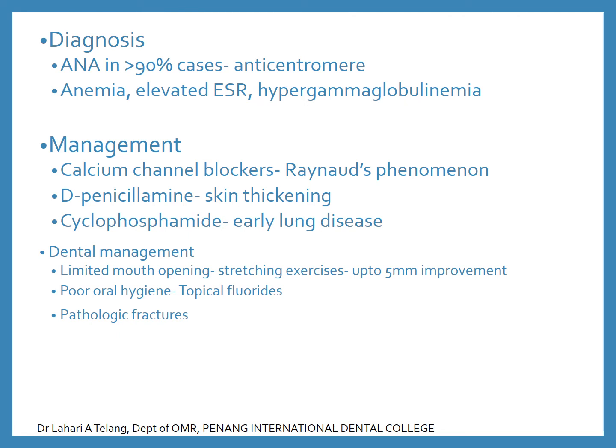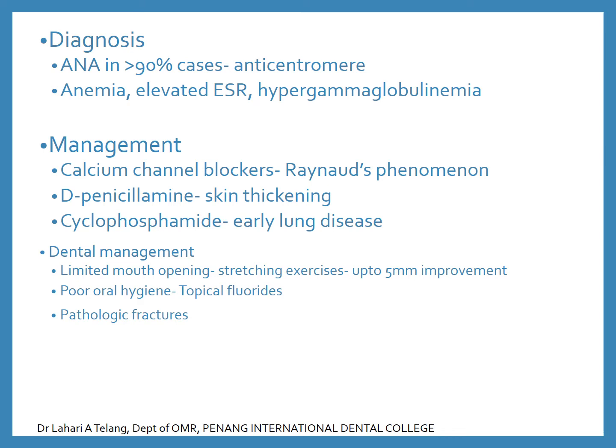Diagnosis of scleroderma is arrived at with the help of autoantibodies. The ANA, which is anti-nuclear antibodies, are seen in 90% of the cases, which is the anti-centromere type. Patient could have anemia, elevated ESR, and hypergammaglobulinemia. Management of these patients can be quite tricky. Calcium channel blockers are used in case there is Raynaud's phenomenon. D-penicillamine can be used in cases where there is skin thickening. Cyclophosphamide is used to detect early or to manage early lung disease.